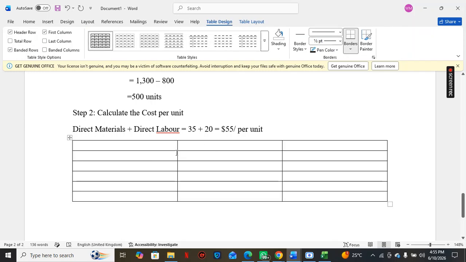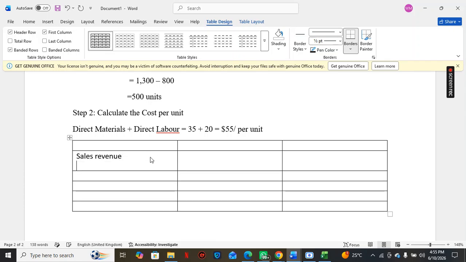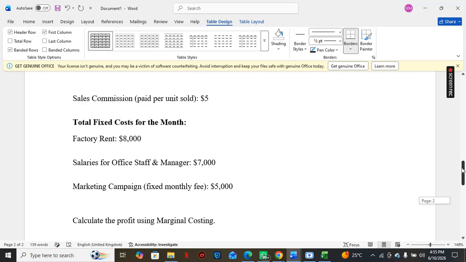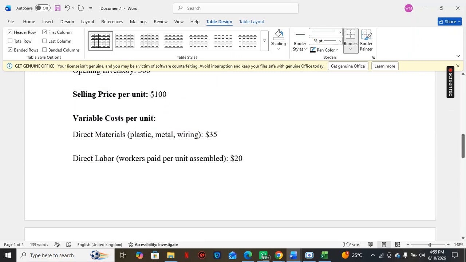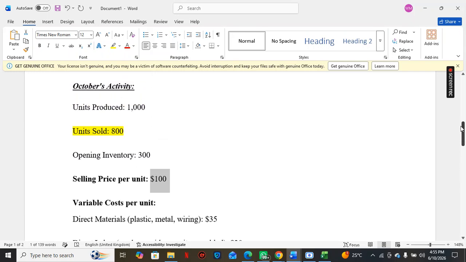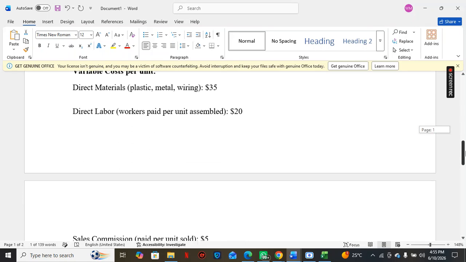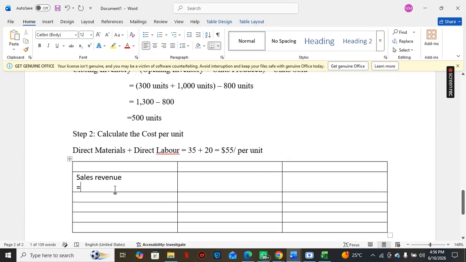The first thing we're going to get is our sales revenue. Sales revenue is the selling price multiplied by the number of units sold. The selling price in this question is $100, and the number of units sold is 800 units. So $100 multiplied by 800 units, sales revenue is $80,000.